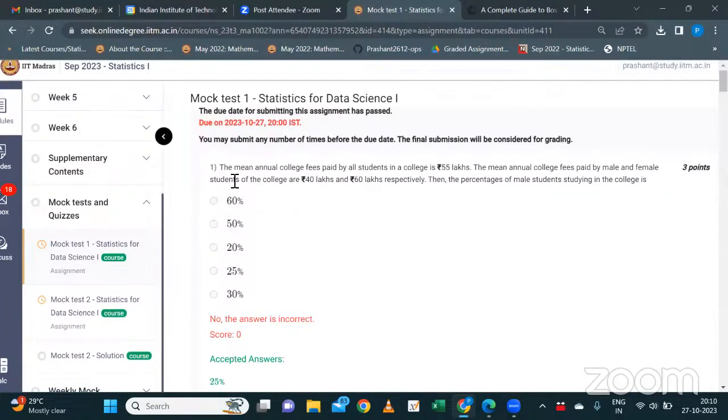It has been given that the mean annual college fees paid by all students in a college is 55 lakh, and the mean annual college fees paid by male and female students of the college are 40 lakhs and 60 lakhs respectively. We have to find out the percentage of male students. Before that, we need to find out how many males are there, correct?